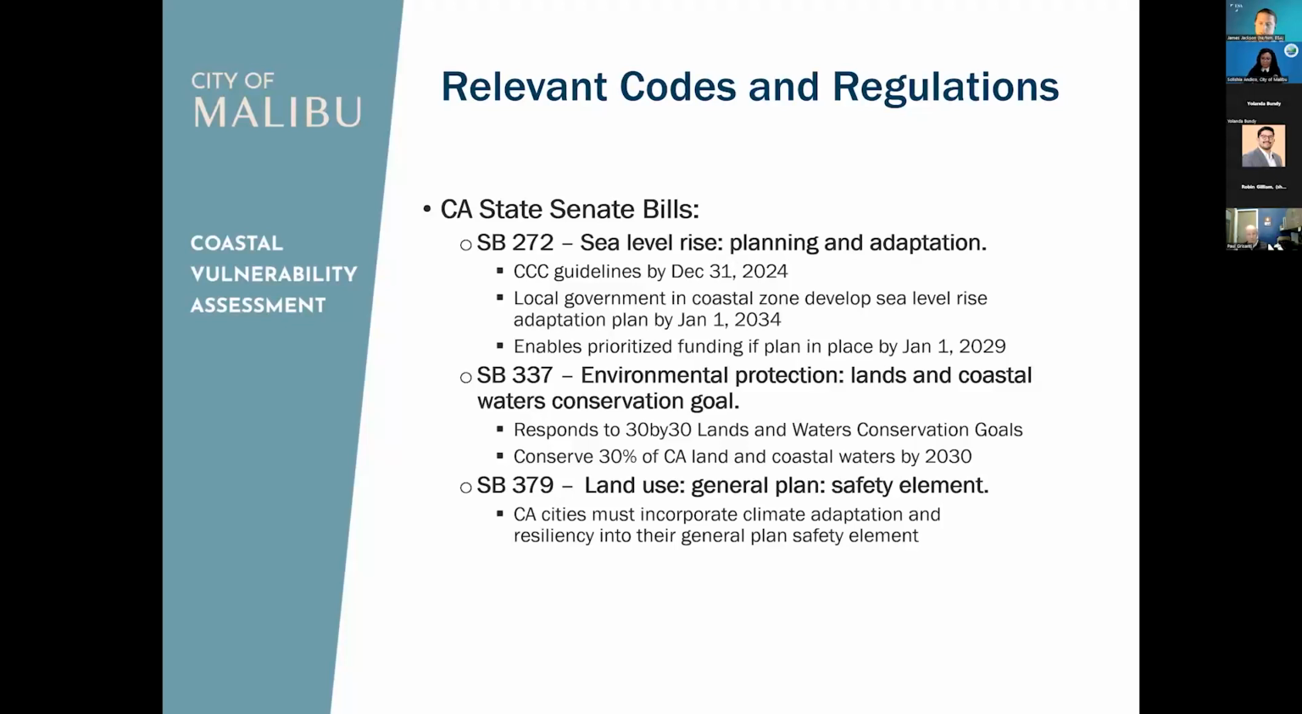SB 337 responds to the 30 by 30 lands and waters conservation goals, such that at least 30% of California's lands and coastal waters are conserved by 2030. SB 379 requires California cities to incorporate climate adaptation and resiliency into their general plan safety elements. Next slide, please.